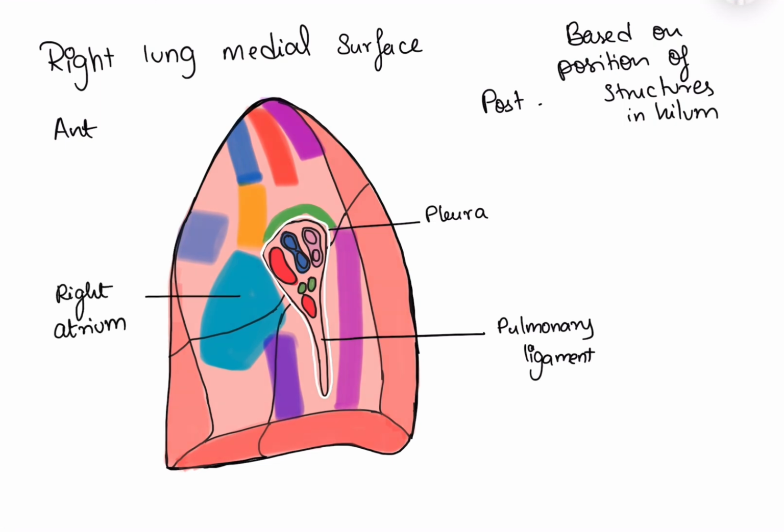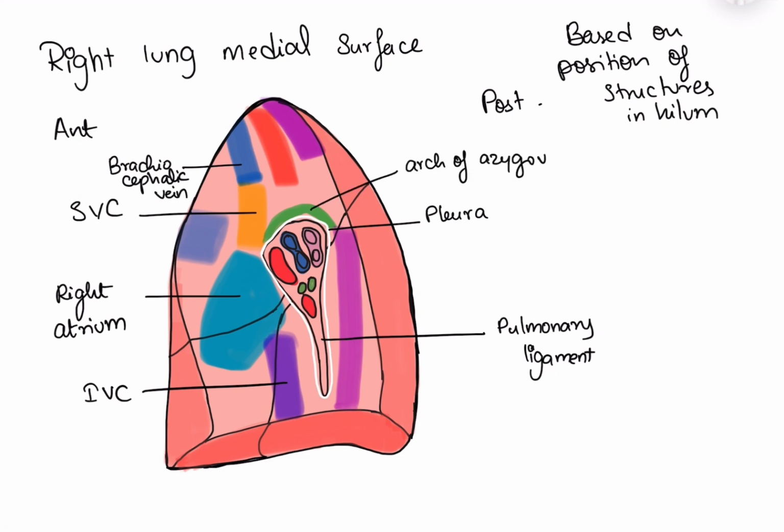We all know the major blood vessels entering the right atrium. One at the top, superior vena cava, and one at the bottom, inferior vena cava. Now we have to remember the structures draining into the superior vena cava. On the right side, we have the right brachiocephalic vein and the arch of azygos. Arch of azygos runs above the hilum and enters SVC at the level of T4 vertebra.